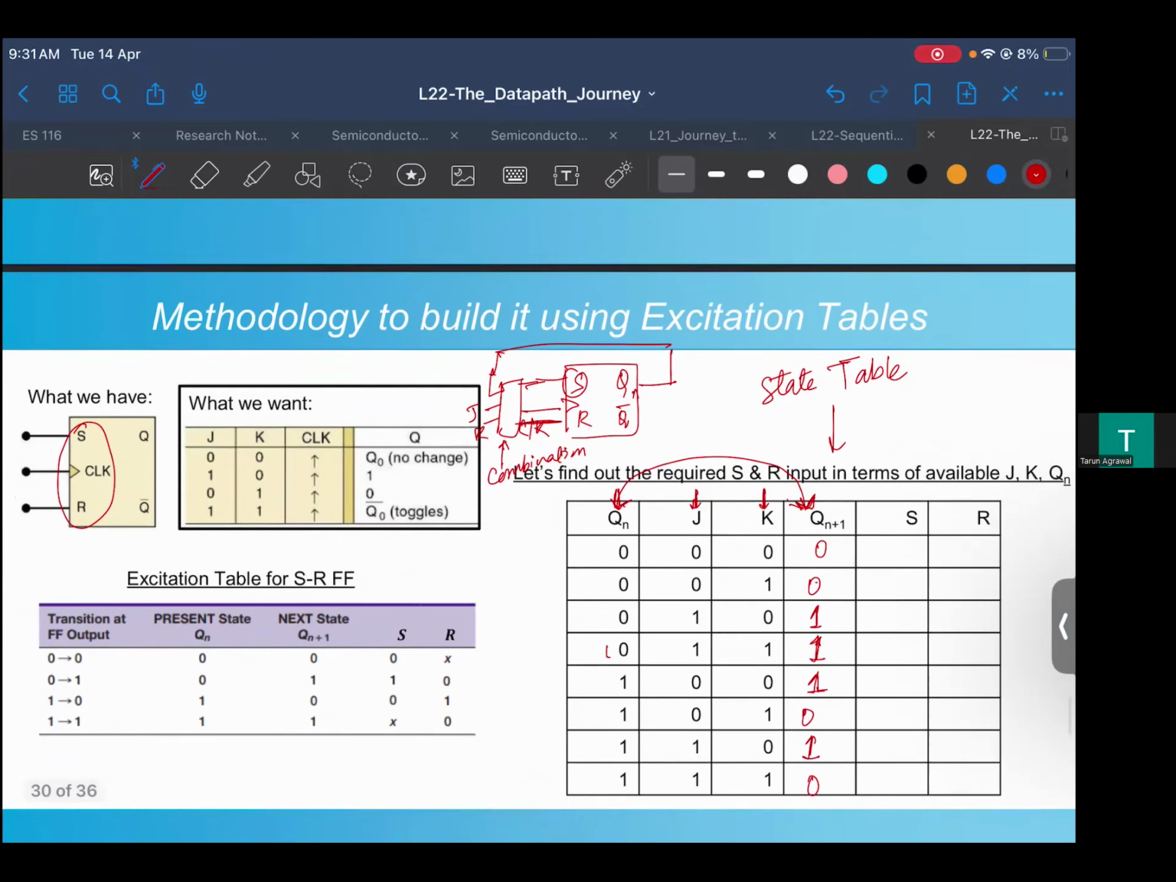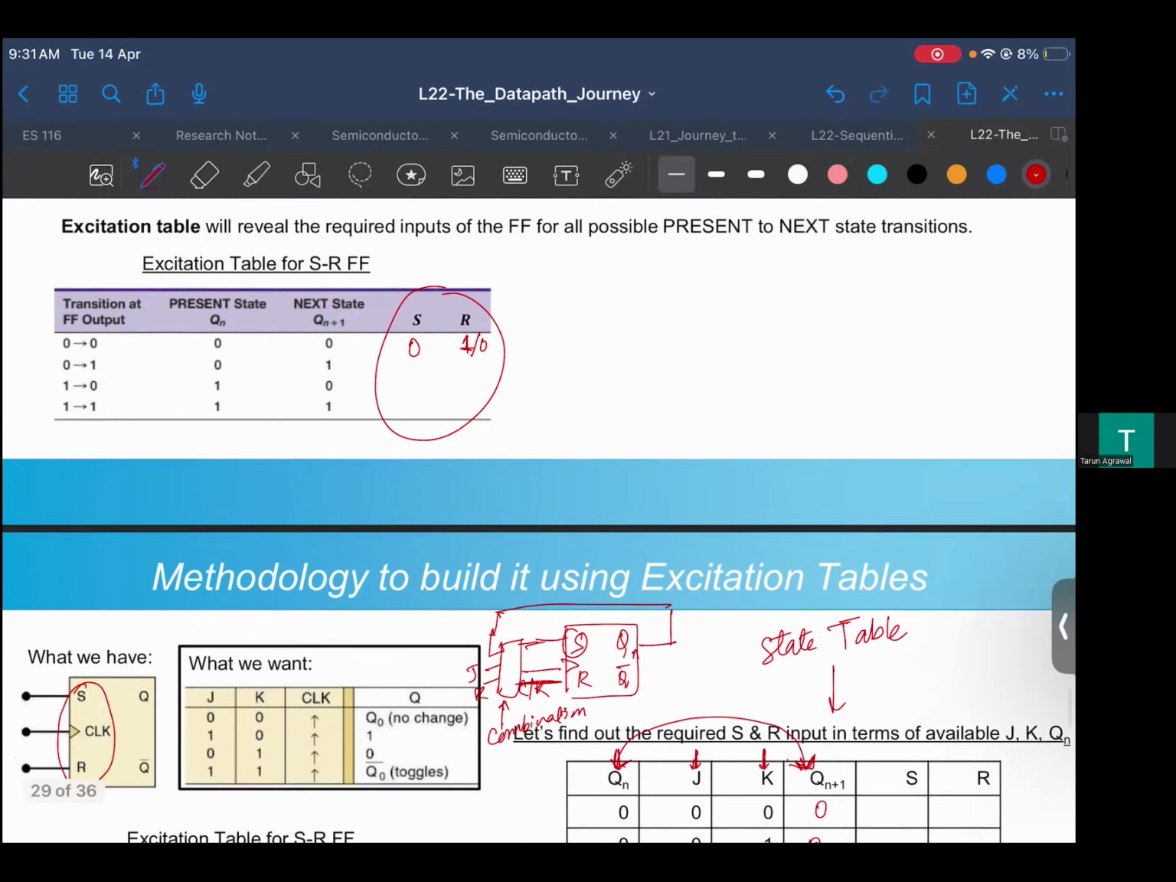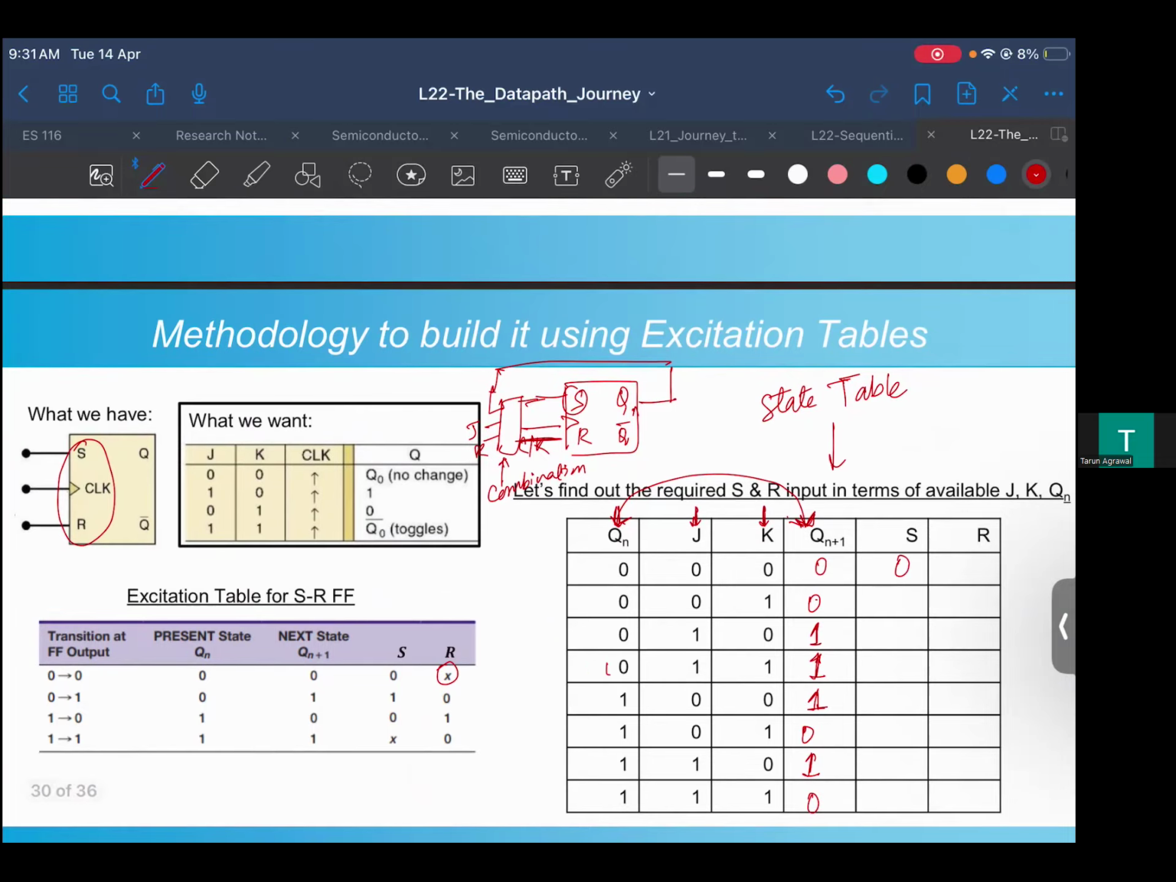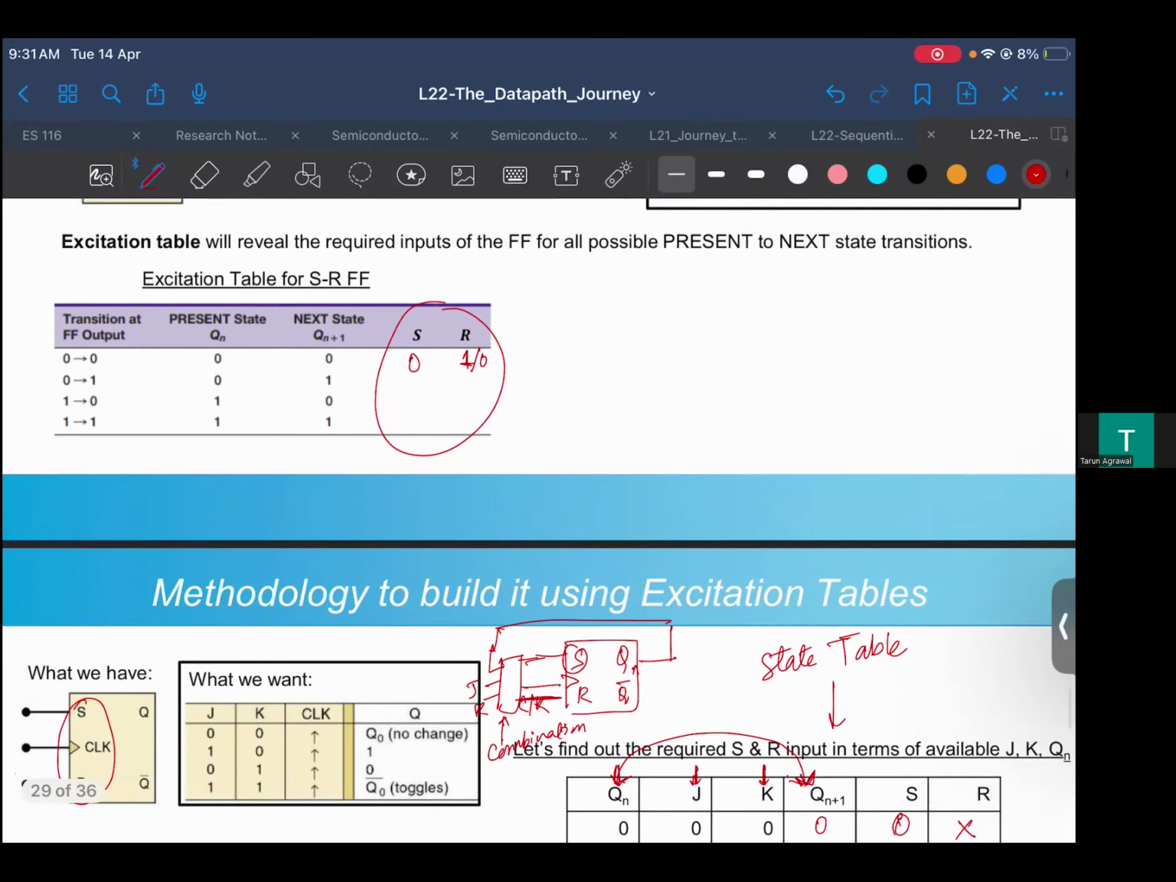So that is why this is marked as X. X means that it can be either 1 or 0, this will remain at 0, right? So that is where the X is coming from. In the same way, one can say, okay, when your Qn is turning to Qn plus 1, now what is it that you need, right?